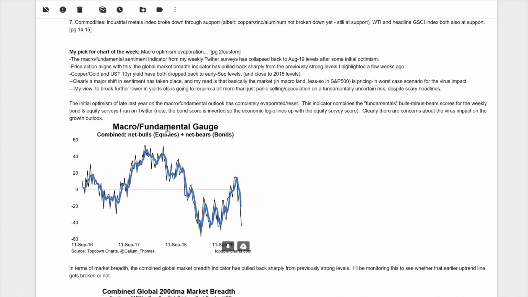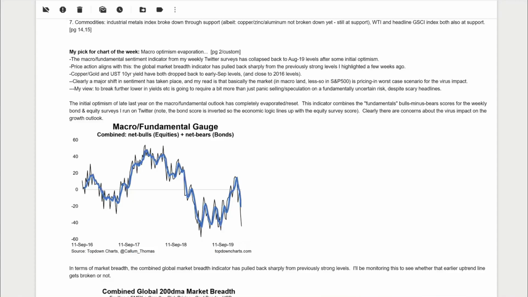So it's flipped because economic logic is that in a good macro environment, equities tend to do well and bonds do not. So I'm just aligning the signal the way it should be. And it gives you this macro fundamental gauge that's rolled over. You can see there was this initial optimism, and I've put this here, so I'll quickly read through it. The title is Macro Optimism Evaporation.